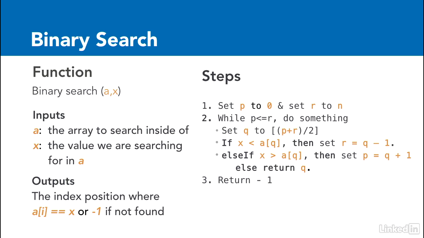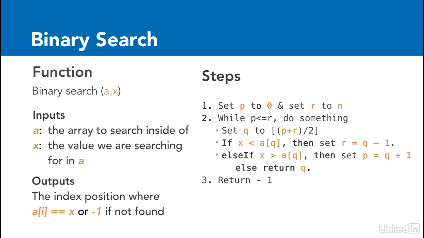The first bullet point here is that we are setting Q to (P plus R) divided by 2. And all that is finding the midpoint. The order of operations is important. P plus R must be executed first before it's divided by 2. And after finding the midpoint, then we just need to know what side of the array to eliminate. That's what the next 2 bullet points do. If X is less than the array with Q as the index, then we set R equal to Q minus 1. We're narrowing down to the first half of the array.